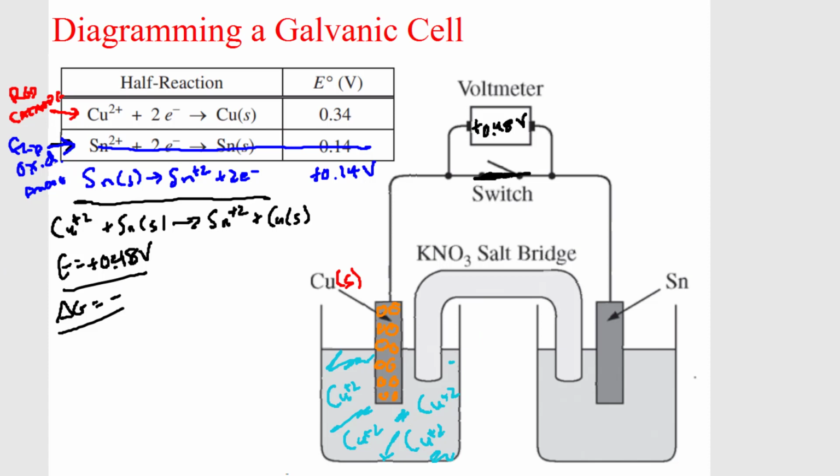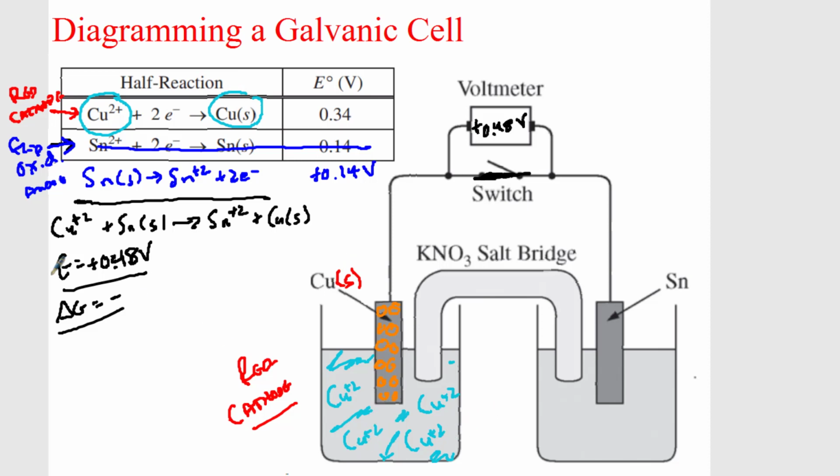And this is occurring, this is the reduction side, and this is occurring at the cathode. So this is the cathode electrode here, okay? So let's take a look at what's happening to the copper. The copper is going from plus 2 to copper solid.